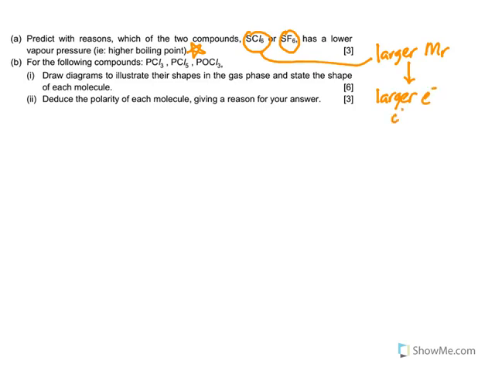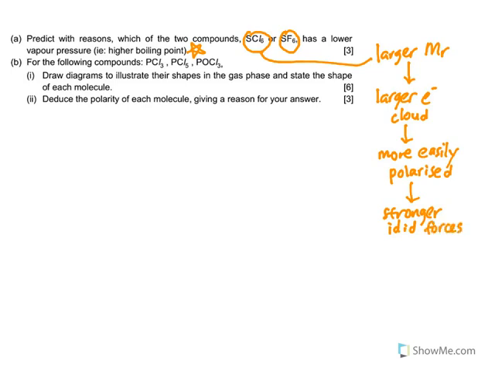Remember the rule, larger Mr means larger electron cloud, which means more easily polarized, therefore stronger instantaneous dipole-induced dipole forces of attraction. So the first part is done. Remember to watch my video. If you forget again, revise how we analyze who has a higher boiling point. That's the first part.